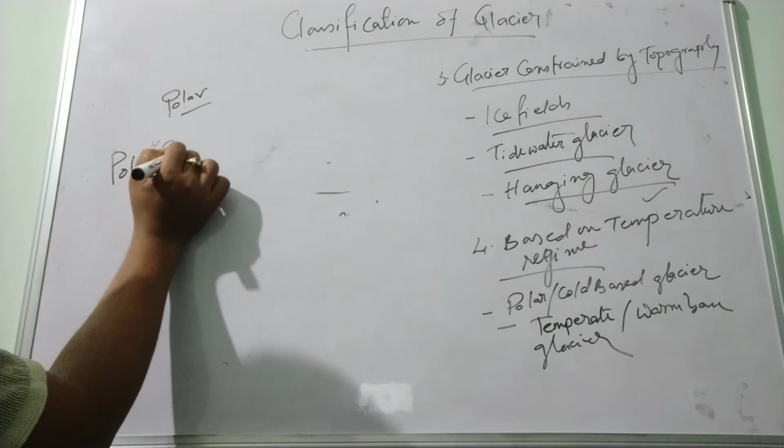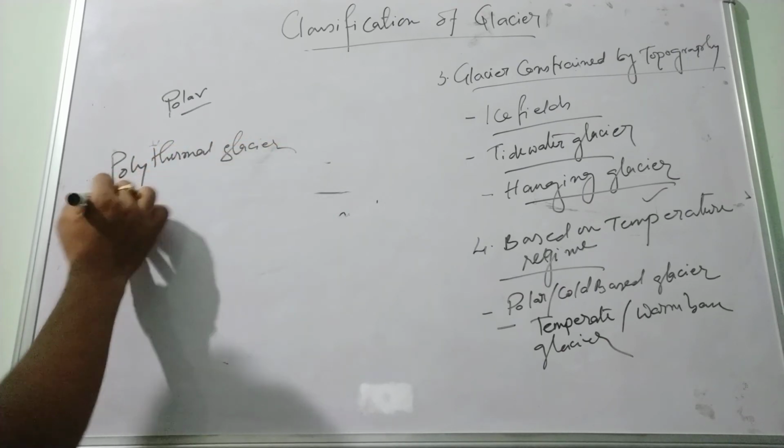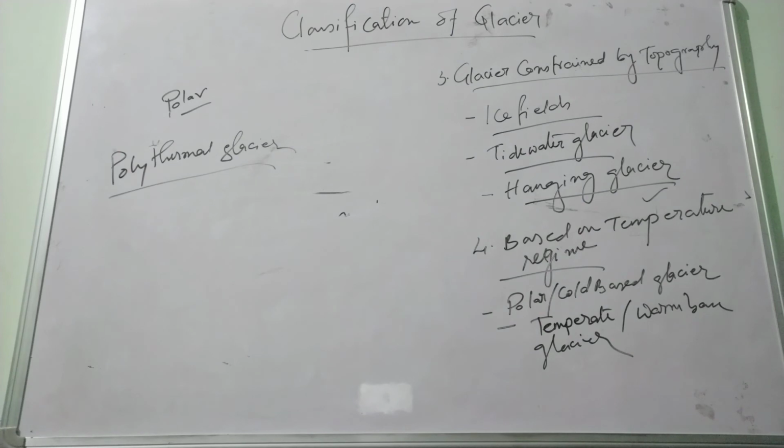Polythermal glacier contains both warm and cold ice, and the thermal regime is controlled by changes in ambient air temperature and the glacial pressure, and as a result they occur in either polar or temperate regions.